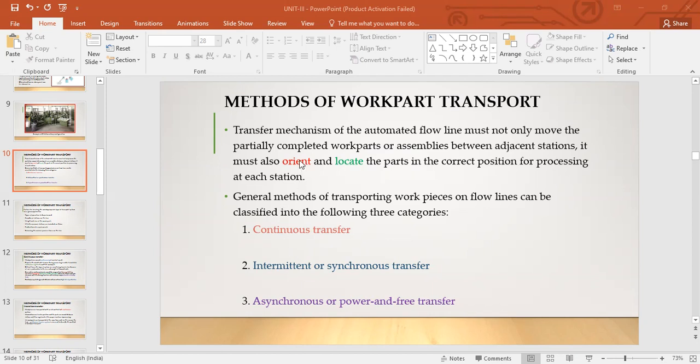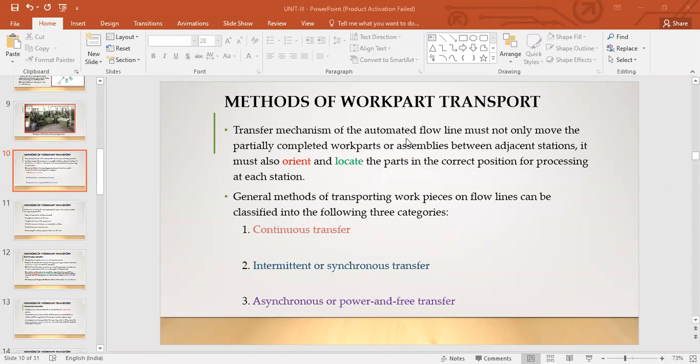So a transfer mechanism of the automated flow line must not only move the partially completed work parts or assemblies between the adjacent stations, it must also orient and locate the parts in the correct position for processing at each station. So it has to move, and also be able to orient and locate.